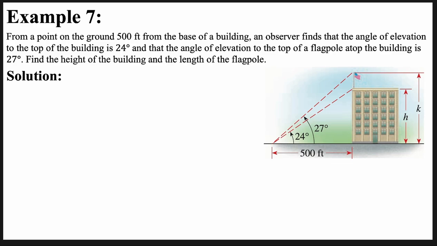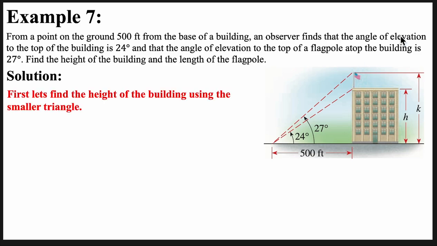All right, given the following information to the right here, what is the height of the building? And of course, the length of the flagpole, which is from distance from here to here. Well, first we're going to find the height of the building using the bottom triangle, because the height from here to here has an angle of 24 degrees. So how do we find that angle? Well, let's focus on the bottom triangle.